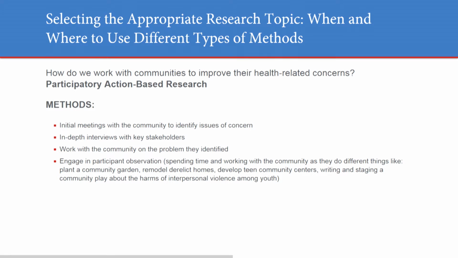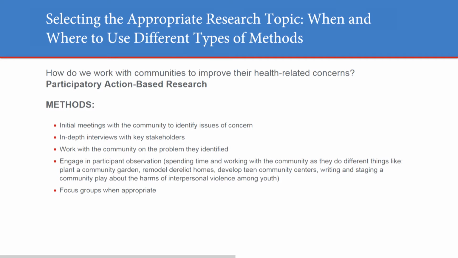So anyway, developing teen community centers, if that's what they decided that they need, writing and staging a community play about the harms of interpersonal violence among youth. Any of those things might be the outcomes or part of the process of moving with that community toward the kind of thing that they want. So they might want to transform the look of the neighborhood. They might want the teen community centers. They might want any of these other projects. But together you've decided, and they've led it, which is what's really important.